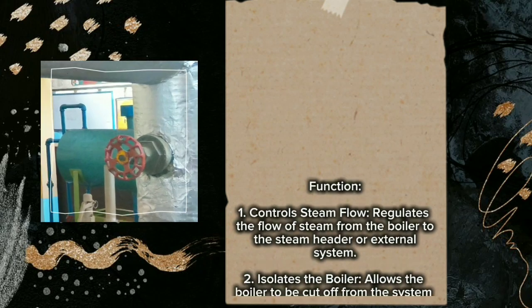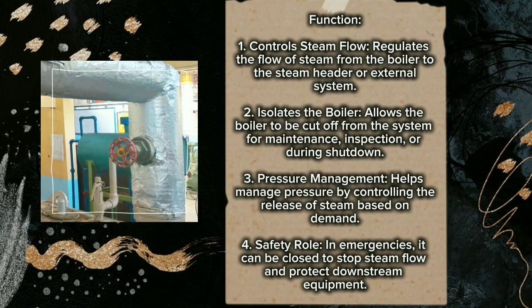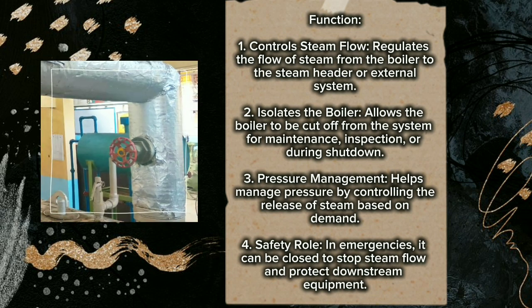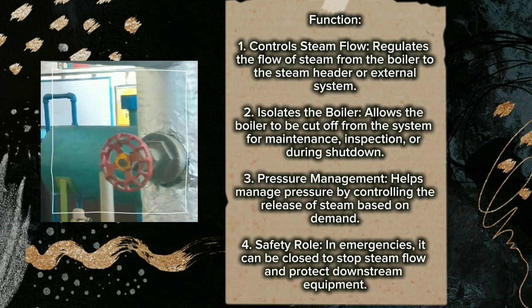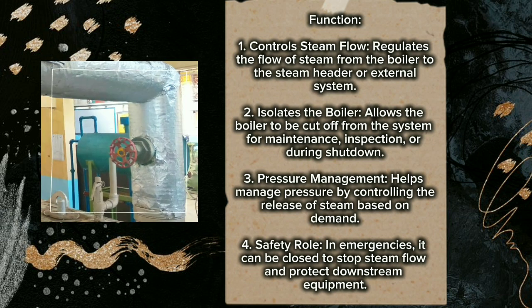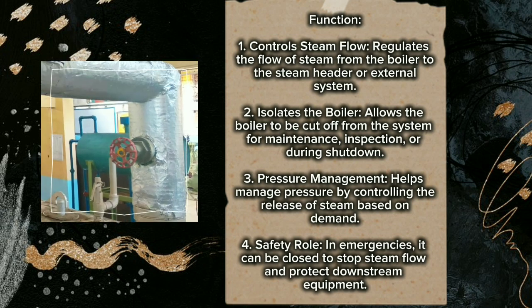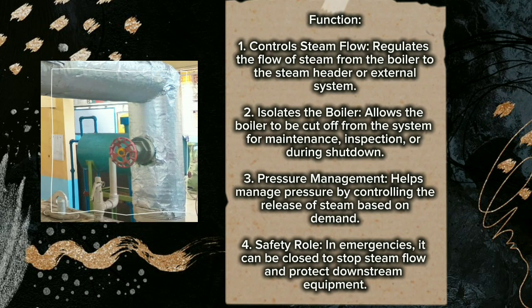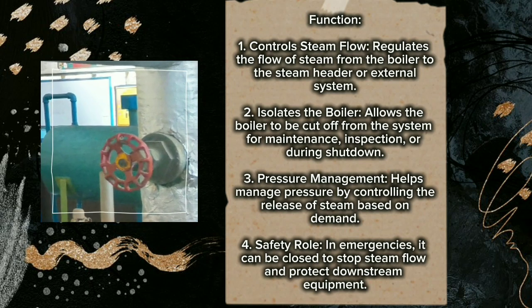For its function, number 1, controls steam flow. Regulates the flow of the steam from the boiler to the steam header or external system. Number 2, isolates the boiler. Allows the boiler to be cut off from the system for maintenance, inspection, or during shutdown. Number 3, pressure management. Helps manage pressure by controlling the release of steam based on demand. Number 4, safety role. In emergencies, it can be closed to stop steam flow and protect downstream equipment.